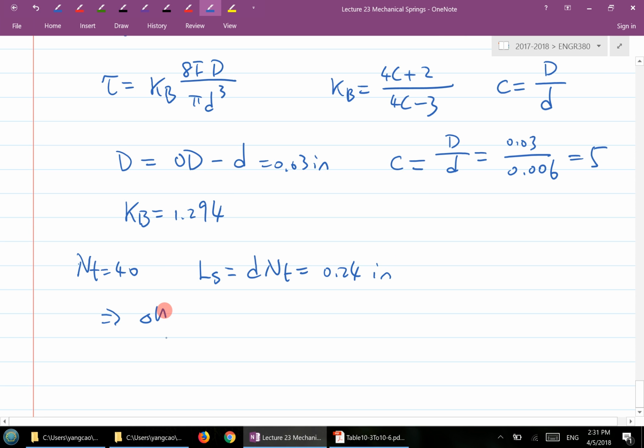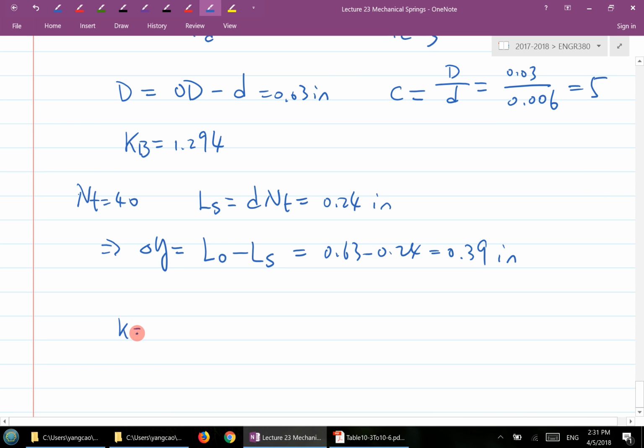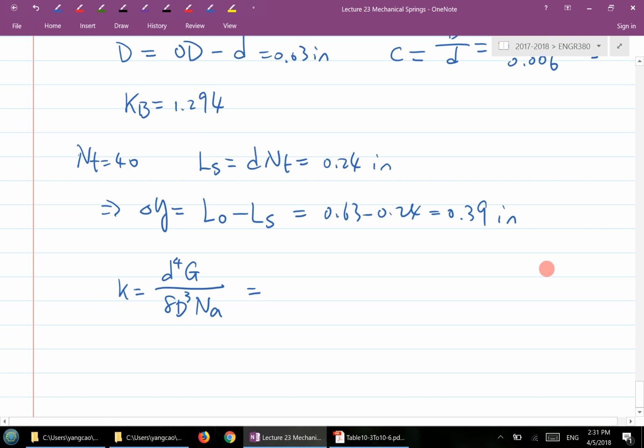Then the total deflection is the free length minus the solid length, which gives us the total deflection when you fully close the spring. This deflection multiplied by the stiffness will give us the external force. So what's the stiffness? The stiffness has this formula here. Let's take a look at what we have and what we don't. Small d and capital D we already have. Capital G is the shear modulus, so we have to find it. And the NA, we don't have it yet.